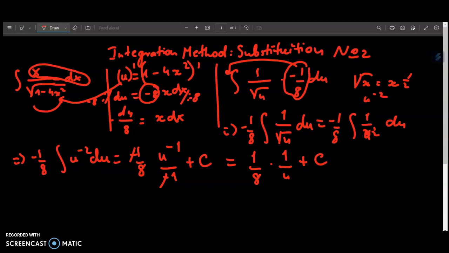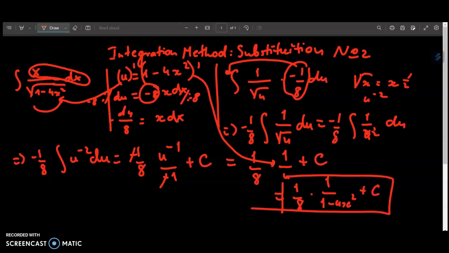So this is almost the finish of the exercise, but at the end of the expression we should come back to our x value. So instead of u we're going to write 1 minus 4x squared, right? So it's going to be the square root of 1 minus 4x squared, plus c. That's it. It's our main answer for that integration.